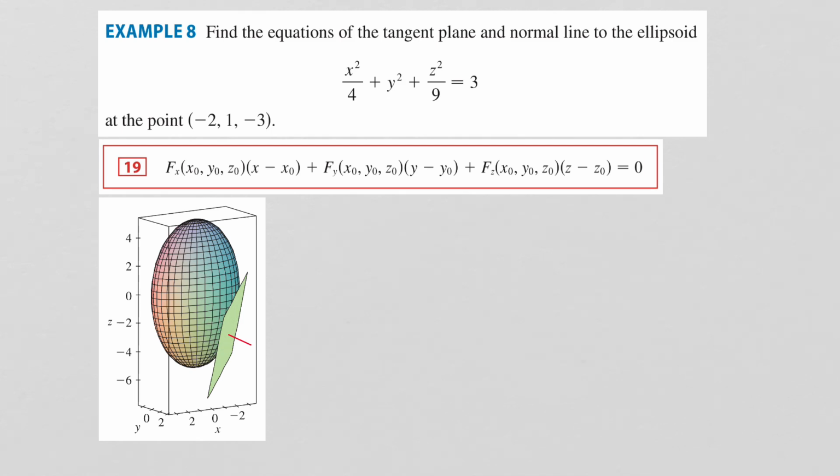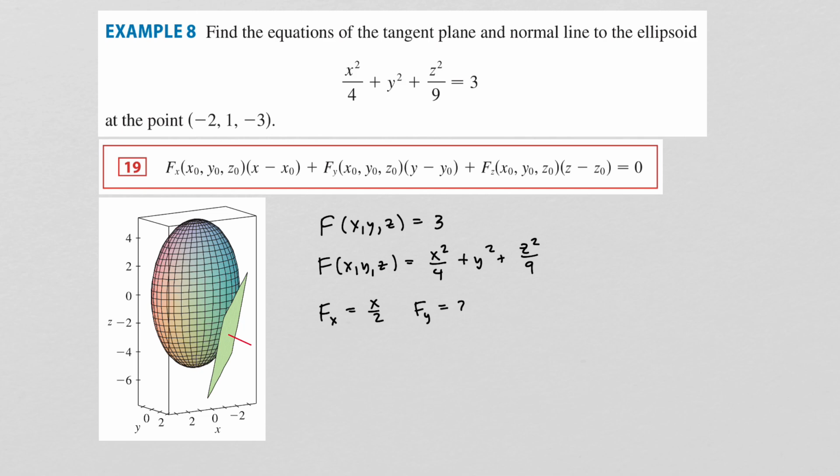First, we need to understand that a way of looking at this is we have a function of x, y, and z, and it is set equal to the value 3, and this is what is giving us our level surface. Now in this case, the function f of x, y, and z would be equal to x squared over 4 plus y squared plus z squared over 9. So the partial derivative with respect to x is going to be x over 2. Partial derivative with respect to y is 2y. And the partial derivative with respect to z is 2z over 9.